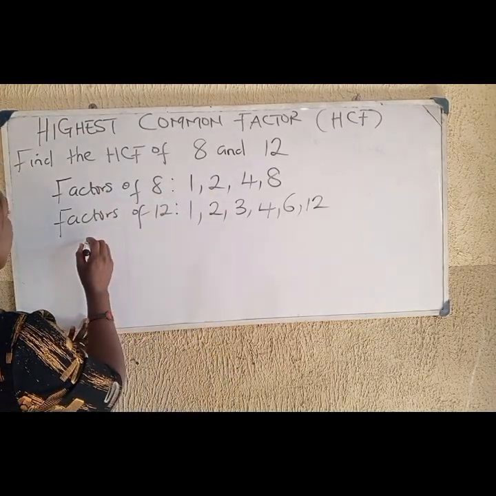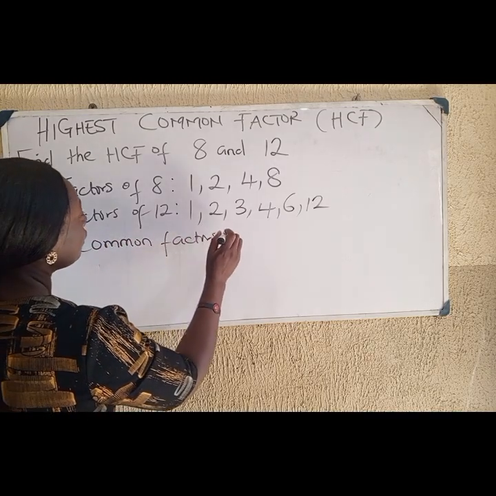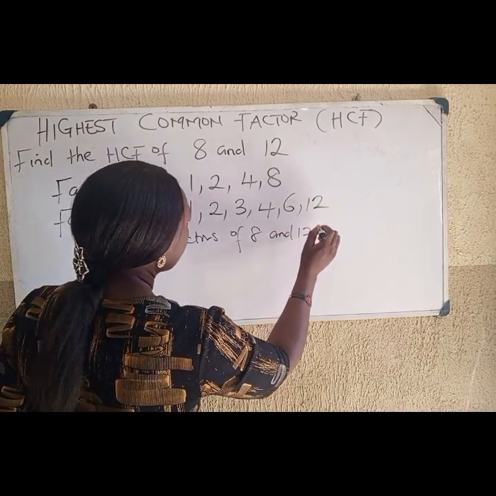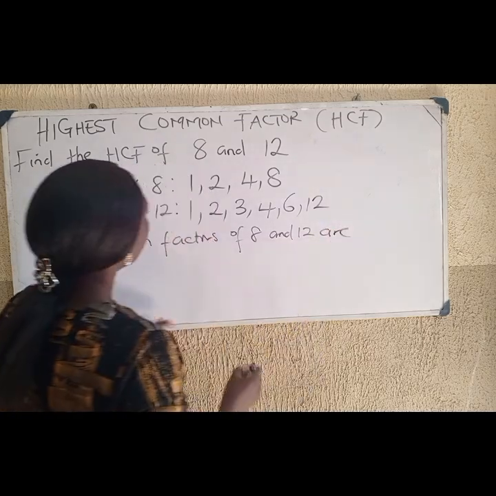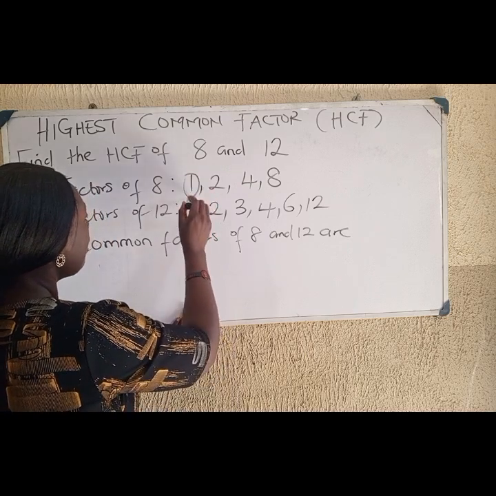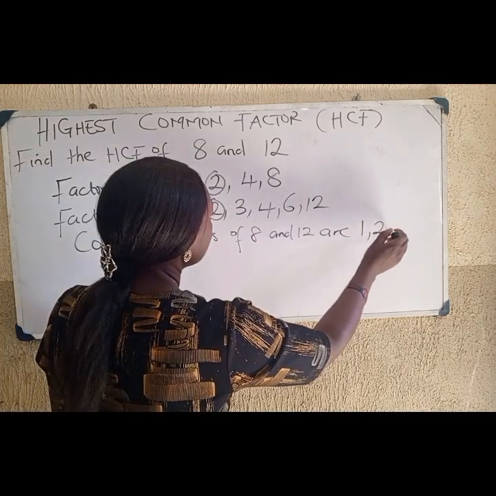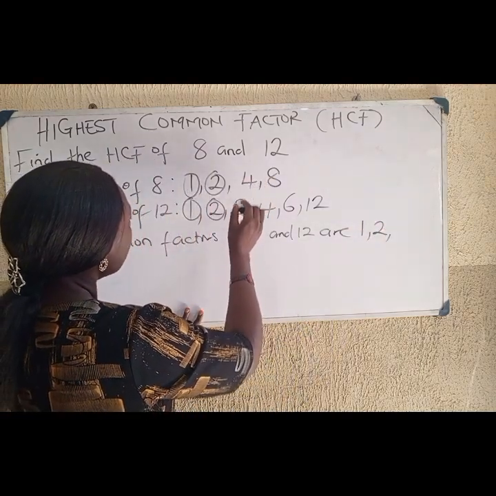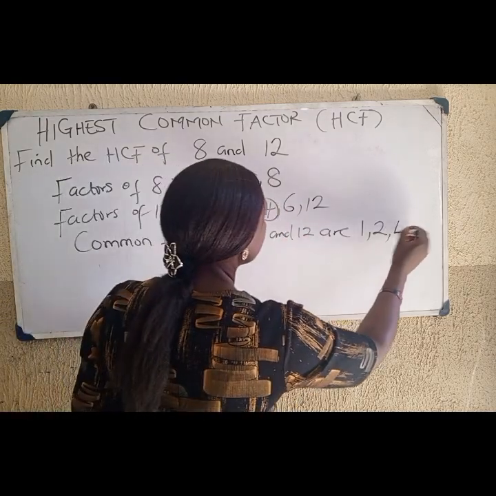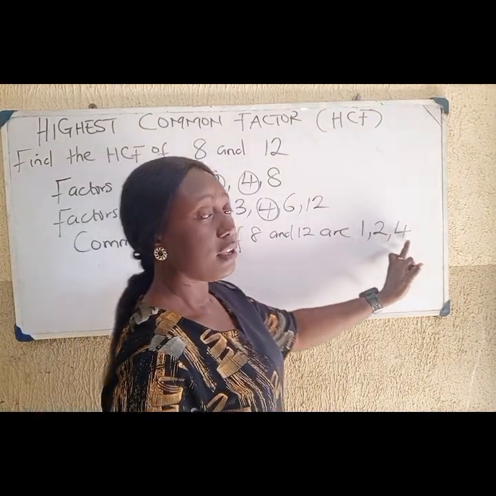The next thing is to find the common factors. So common factors of 8 and 12 are, now let's check the numbers they have in common. They have 1 in common, they have 2 in common, there is 3 here, there is no 3 here, so they don't have it in common. They have 4 in common, and that is all they have in common. So they have 1, 2, and 4.